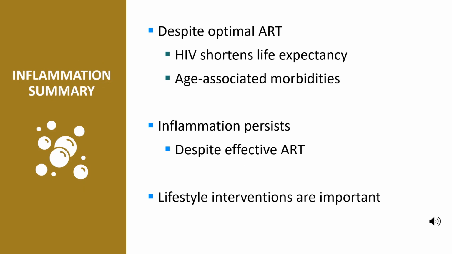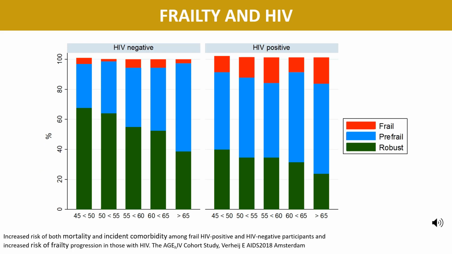Despite optimal antiretroviral therapy and viral load suppression, HIV still shortens life expectancy and increases the prevalence of age-associated morbidities. Inflammation persists despite effective antiretroviral therapy. Interventions aimed at modifying lifestyle factors are important in the management of older people with HIV. Let's examine now the concept of frailty and HIV.